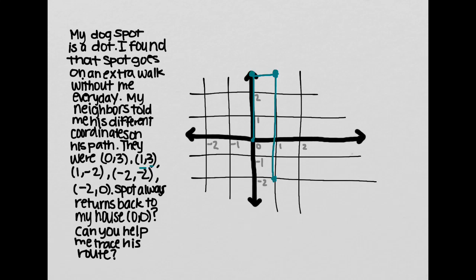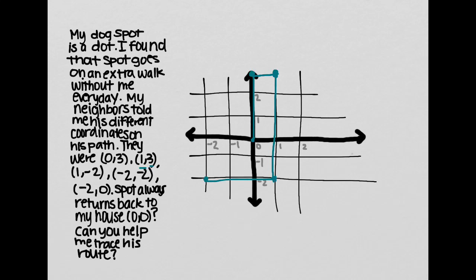Now he goes to -2, -2. Okay, so we're already on the right y-coordinate because we're at -2. But we want to go to the x-coordinate, and we see that this is the x-coordinate. So we go -2.